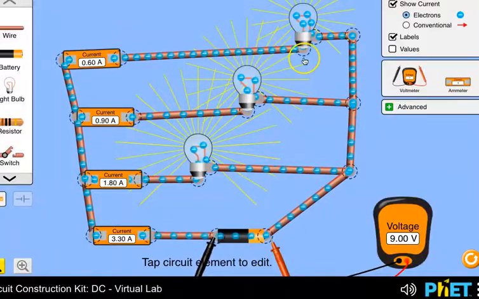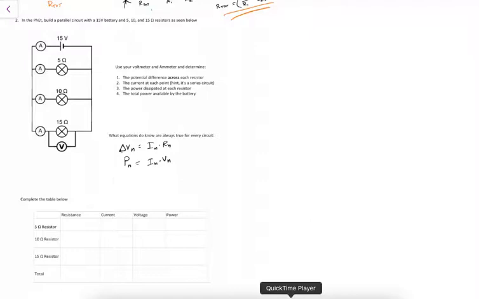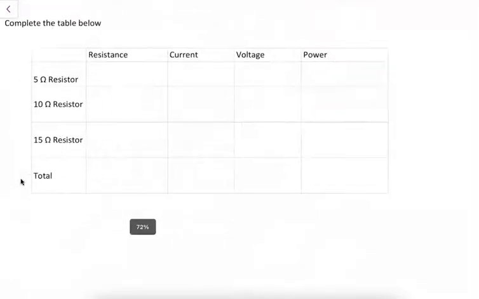And the good news is I already have it done. So I'm going to give you a second to make this and measure the current and the volts, as well as calculate the power. And then let's check our work together.